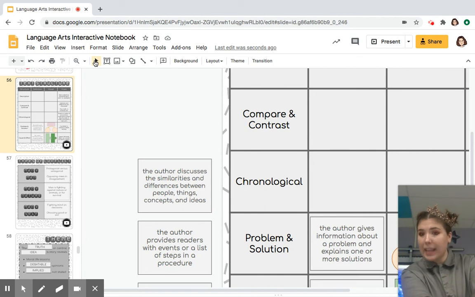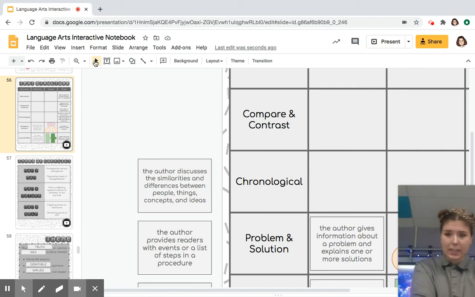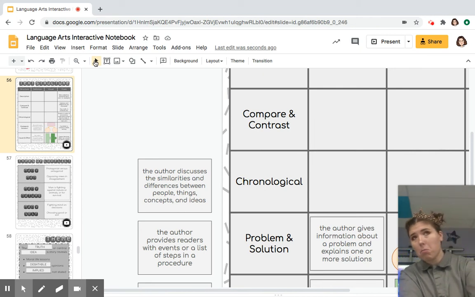Author discusses the similarities and differences between people, things, concepts, and ideas. So this is where, if I say, I would like you to look at the similarities and differences between Miss J's and Miss Rossi, you could say some similarities: we're both ladies, women. You can say differences: Miss J's teaches humanities, Miss Rossi teaches science. Similarities: we both work at Baldwin Road Junior High. Differences: I have short hair, she has long hair. Could be something like that.